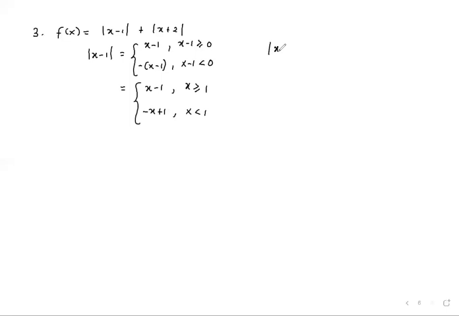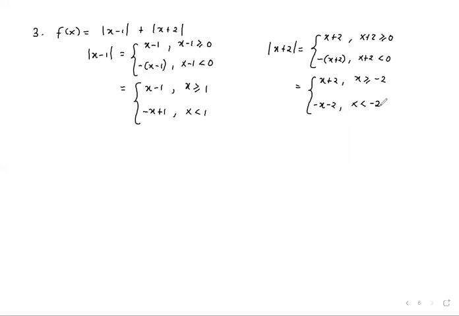We also get the modulus of x plus 2, have it redefined as x plus 2 if x plus 2 is greater or equal to 0, as negative x plus 2 if x plus 2 is less than 0. This means that it will be x plus 2 if x is greater or equal to negative 2. It will be negative x minus 2 if x is less than negative 2. So we have two numbers, 1 and negative 2. So we form a table for these two numbers.